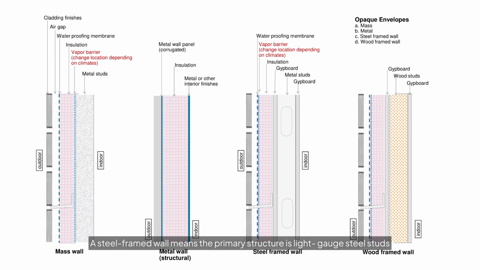A steel-framed wall means the primary structure is light-gauge steel studs, such as C-shaped metal studs, typically 16 or 20-gauge steel.